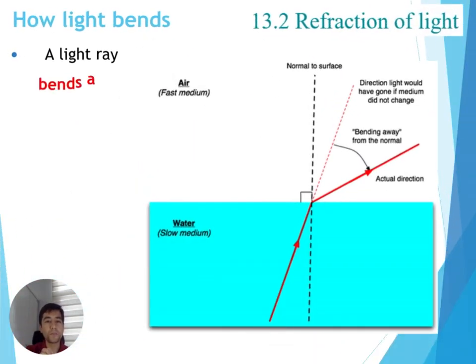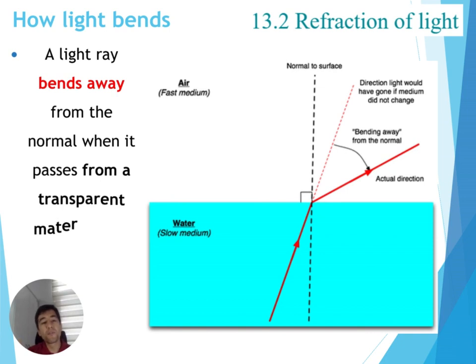Okay, second case: the light ray will bend away from the normal, or from its initial direction, when it goes from some material like water or glass into air. Okay, so this is the second case. And I hope this is clear.